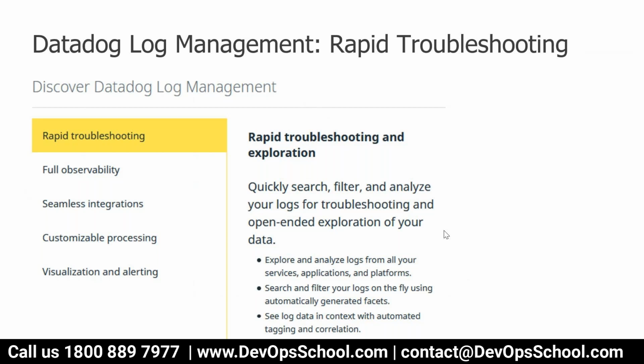Rapid troubleshooting means that if you have some issues on one server, you have infra data, APM data, and log data available on the same screen from that particular server, and you can troubleshoot faster.